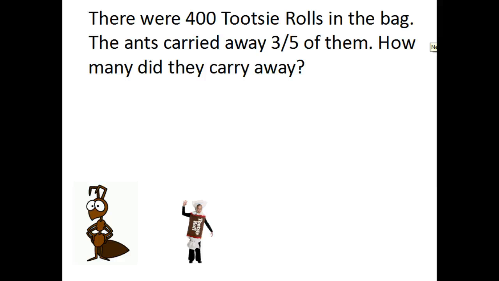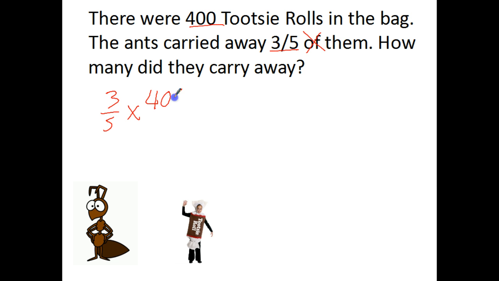There were 400 ants. No. There were 400 Tootsie Rolls in the bag. I would not want 400 ants in the bag. The ants carried away 3/5 of the Tootsie Rolls. How many did they carry away? Stop the video when you try it out. Here we go. We got 3/5 of 400.